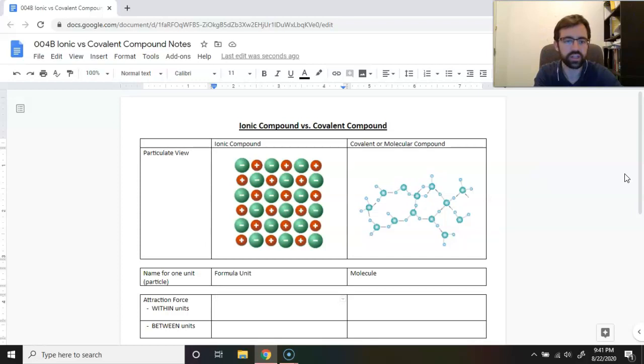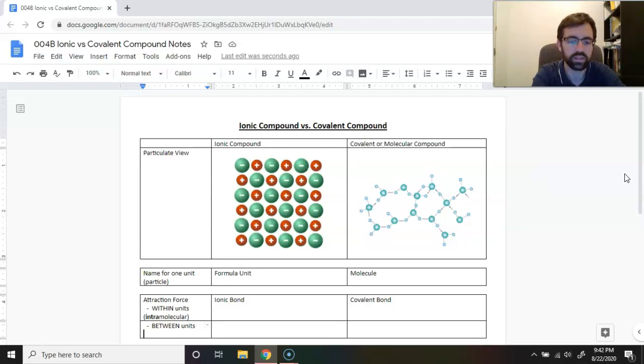All right, now the attraction within the units, we refer to those as intramolecular forces, or bonds. In an ionic compound, that's called an ionic bond. In a covalent compound, we call it a covalent bond. That's what's holding the molecule or the ionic compound together.